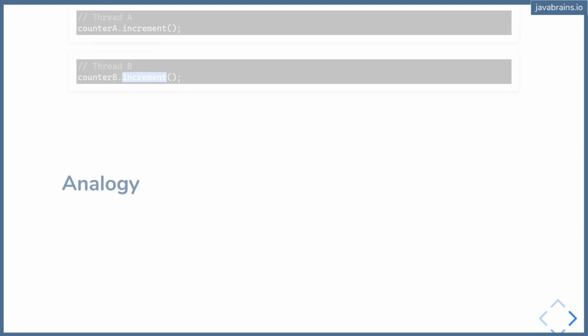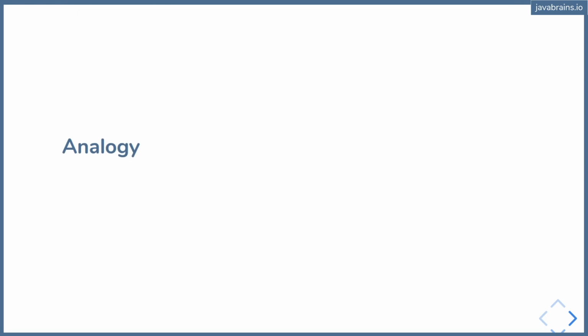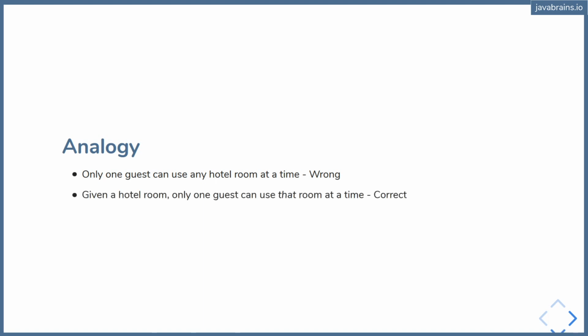The analogy is like a hotel room. If you say only one guest can use any hotel room at any time, well, that's wrong. What you want is, given a hotel room, only one guest can use that particular hotel room. That's the way you need to isolate it. So the way you write synchronization is based off of this model. It's based on data-based locking.